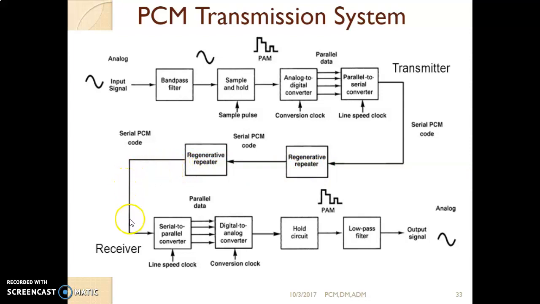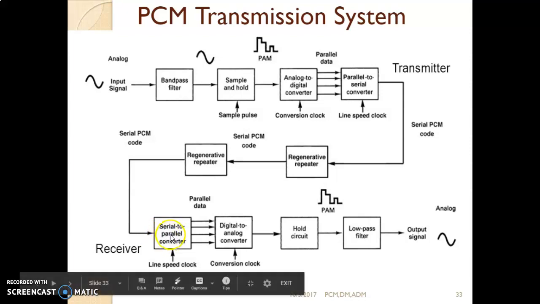Now the signal is received at the receiver. The receiver is nothing but exactly the opposite of the transmitter. The first block of the receiver receives the serial data and converts it back to parallel, so a serial to parallel converter. Followed by that, in the transmitter we had an analog to digital converter, so in the receiver we will have a digital to analog converter. The signal will be recovered and converted to an analog signal, and once the signal is converted, we have a hold circuit and a low pass filter which are going to detect the PAM signal and convert this PAM signal into the analog signal.